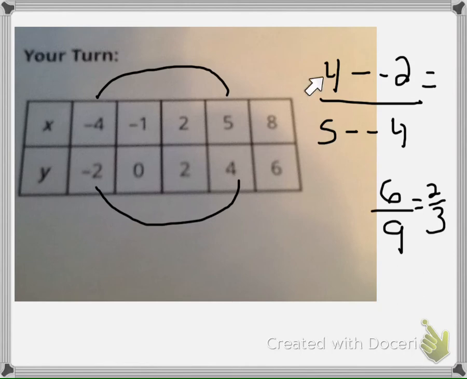looks different. If you didn't show your work, like I did, this is my y2, and this is my y1, and this is my x2, and this is my x1. It's important that you do show it because we're using a different method. We're not doing carrots on the table, we're using the slope formula.